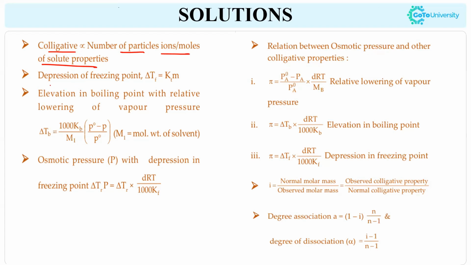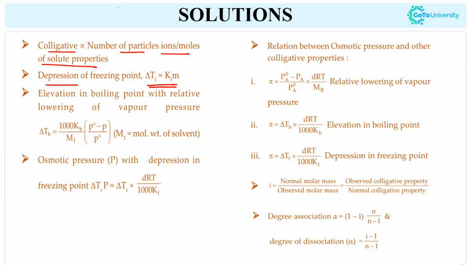Then osmotic pressure. So here we have to know the equations, because when you add some solute into the pure solvent, the boiling point of the solvent will increase. That is called the elevation in boiling point, right? Similarly, if you add the solute, the freezing point will decrease. That is called depression in freezing point. So these equations we have to know. That is delta TF is equal to KF into m.